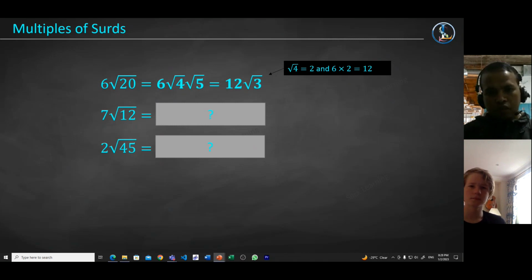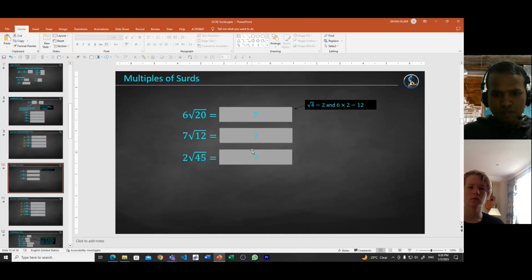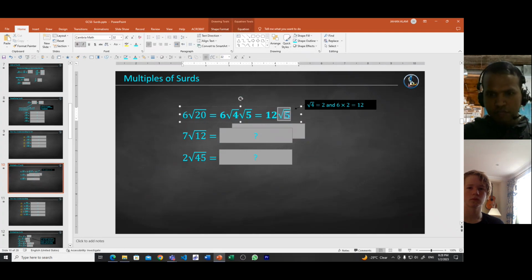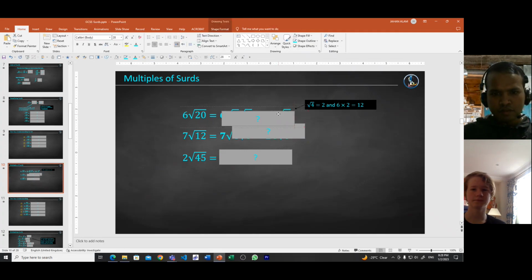Let's do the second one. It says square root 3 there. Oh, sorry, it's my mistake. It will be 5. Let me change it. Wait a minute. It must be 5.